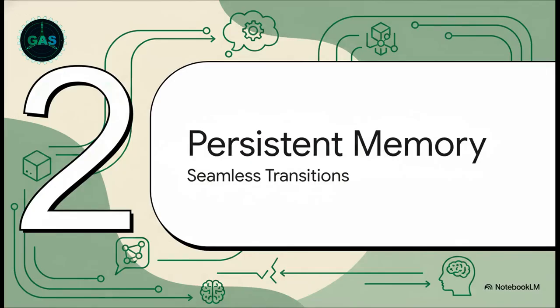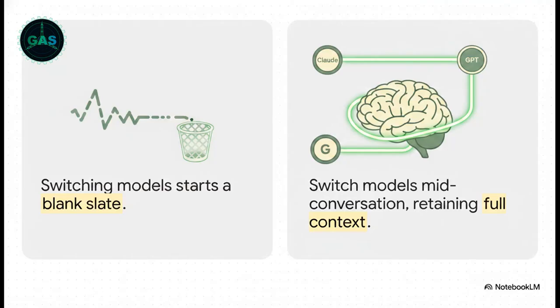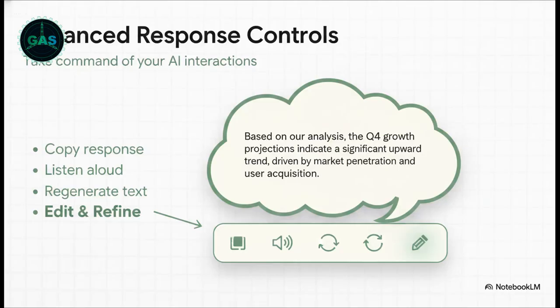Moving on to Section 2, Persistent Conversational Memory, Seamless Transitions. A massive pain point with standard AI interfaces is losing context. Normally, if you want to switch models, you're starting with a totally blank slate. But the n8n Chat Hub lets you switch models mid-conversation while keeping the full context intact. So you could start a thread with Claude and then seamlessly swap over to an OpenAI model. The new model reads that entire history, meaning you never lose your operational momentum. How cool is that?